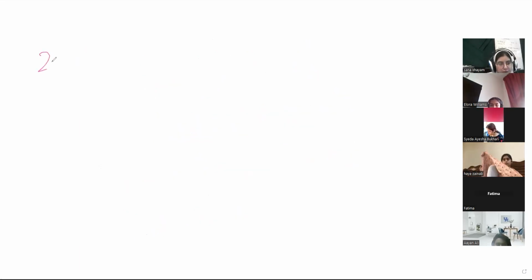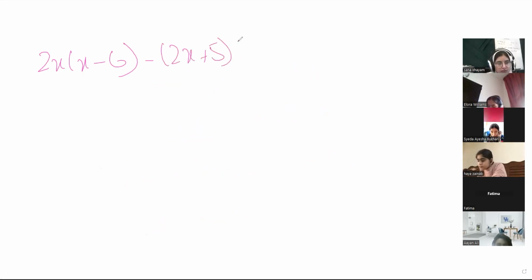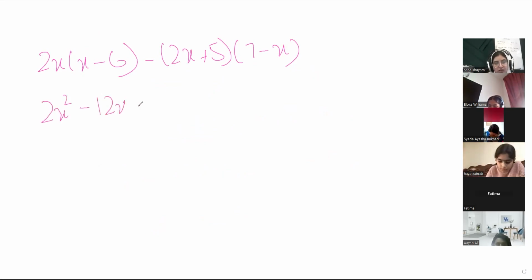Okay. So 2x, x minus 6. Then we have the minus sign again. Then we have the bracket again, 2x plus 5, and then we have 7 minus x. So this is being multiplied with this one. So this is going to be 2x square minus 12x, right? And then the minus sign is going to come over here as well.